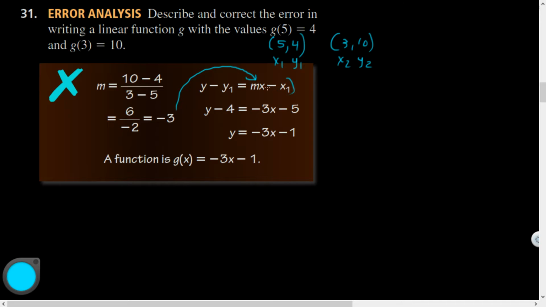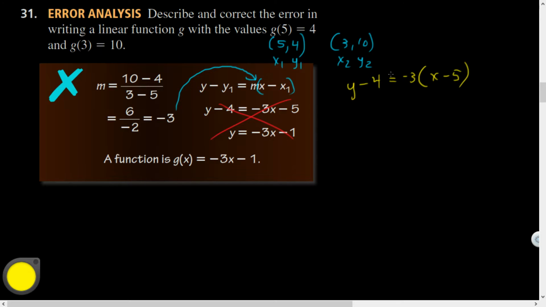Yeah, point-slope form needs parentheses here. Oh no. Error, my friends. They didn't plug it into the correct form. So let's do that for them, shall we? y minus 4 equals -3 parentheses x minus 5. They just forgot their parentheses by the looks of it.